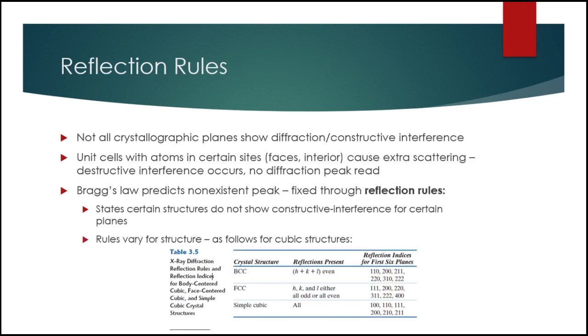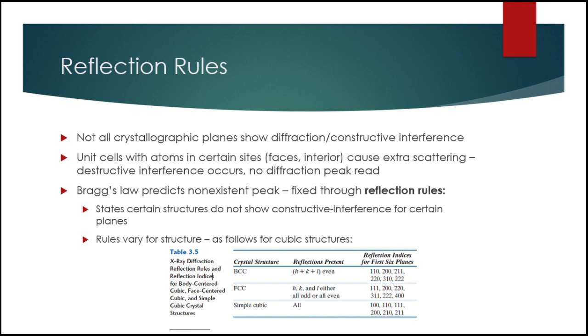However, this is insufficient to be able to show what planes show constructive interference using X-ray diffraction. Not all crystallographic planes show diffraction or interference given the geometry that some of these structures may have. This is particular with unit cells that have atoms in the faces or the interior, which can cause extra scattering, such as, for example, the face-centered cubic structure or the body-centered cubic structure, which causes destructive interference and no diffraction peak to be read. Bragg's law incorrectly predicts that a peak would exist in this sense, but this is not the case. We can, however, fix this through reflection rules.